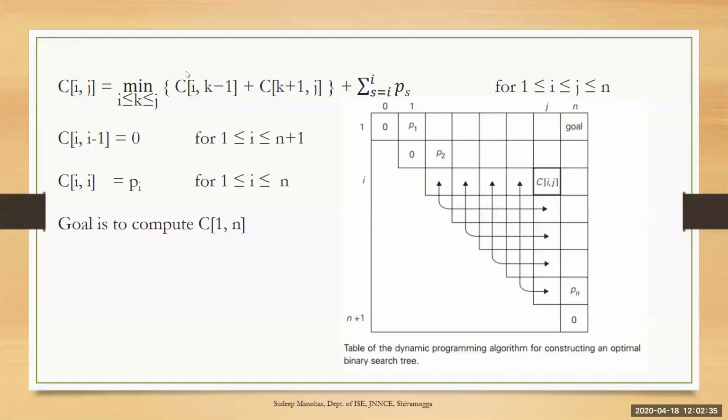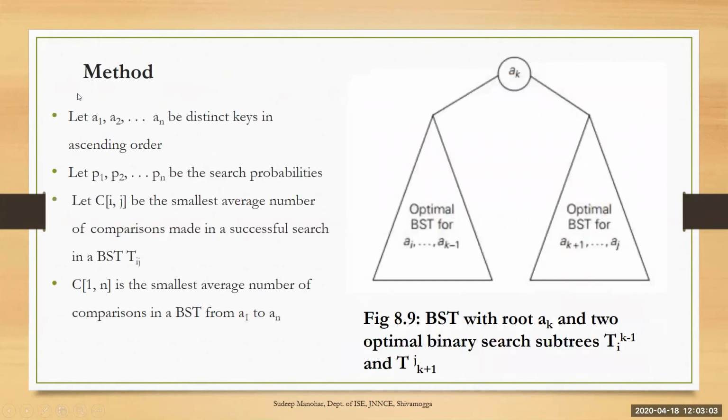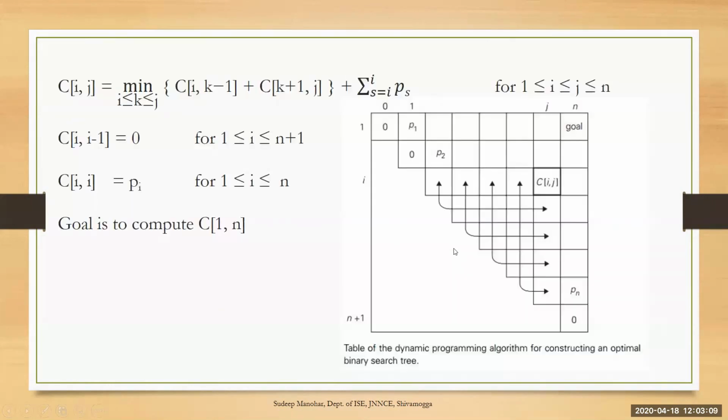Okay, now coming to these equations. So how to calculate C of ij? C of ij is equal to min of C of i comma k minus 1 plus C of k plus 1 comma j. Now we have to split. So this i and j remain as they are. The boundaries remain as they are. Now you have to split this ij. C of ij has to be split at the point k. That is, the left part is C of i to k minus 1. The right subtree is C of k plus 1 to j.